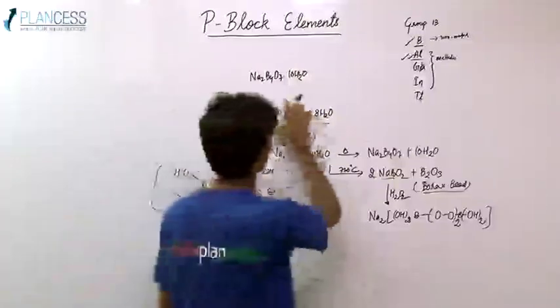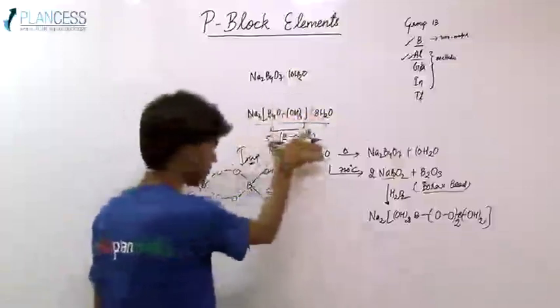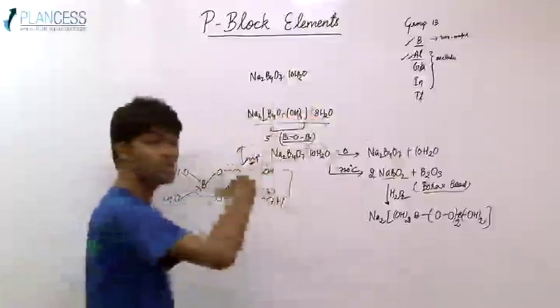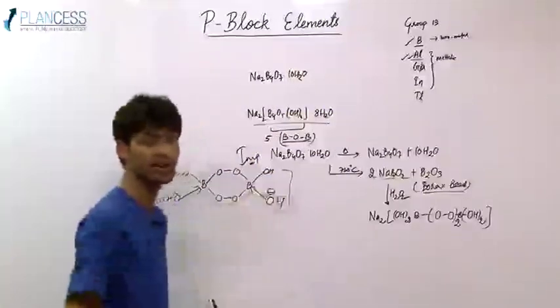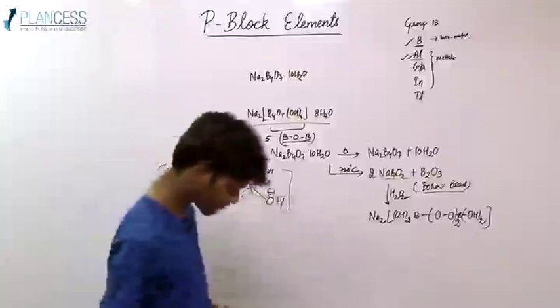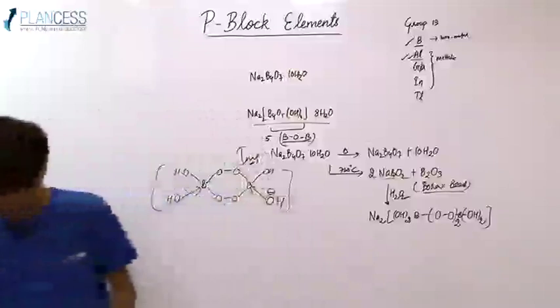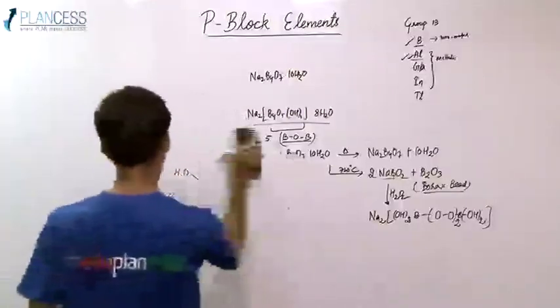So important, if you want to talk about some important properties of borax, one would be it has 5 B-O-B linkages. It has 2 different types of boron, I should say, because 2 borons are tetrahedral in shape and 2 borons are trigonal planar in shape. So this was about the borax, and next would be the borax bead test.